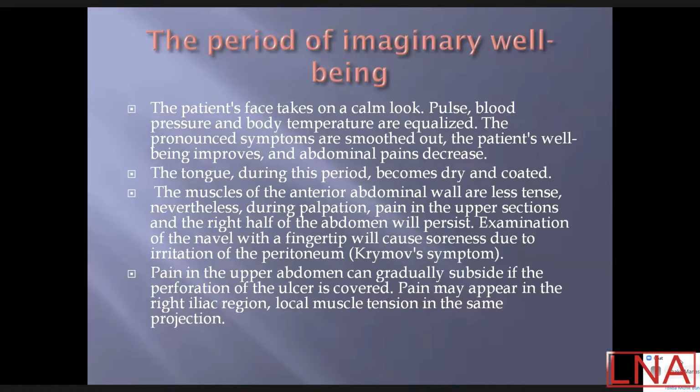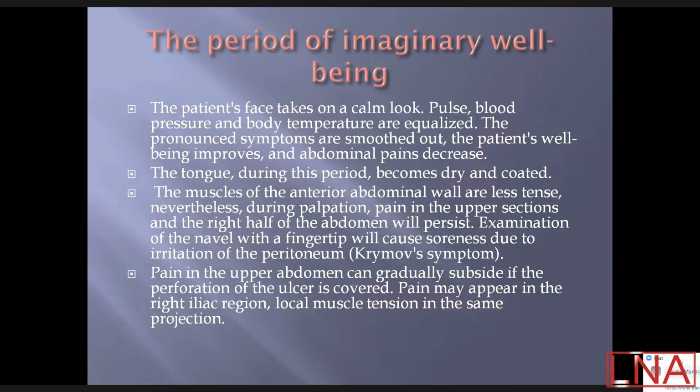However, with careful analysis of the clinical data, it is possible to identify an increase in the signs of developing peritonitis: an increase in pulse and respiration, an increase in body temperature, intestinal paresis, and also leukocytosis. Next, the tongue during this period becomes dry and coated. The muscles of the anterior abdominal wall are less tense. During palpation, pain in the upper section and the right half of the abdomen will nevertheless persist.